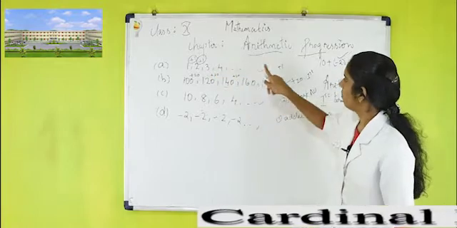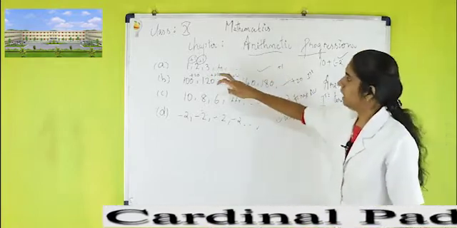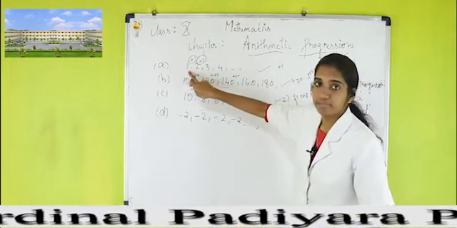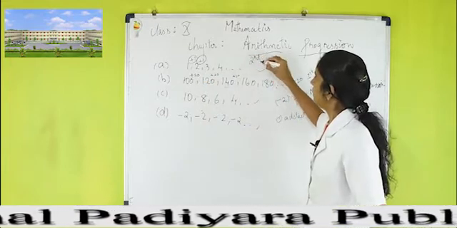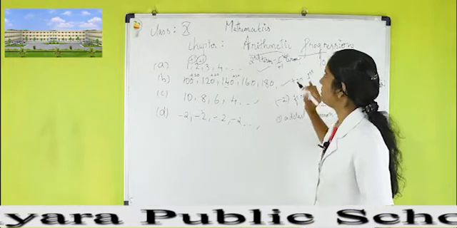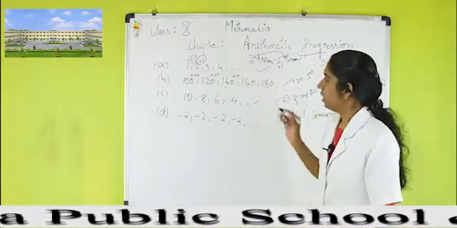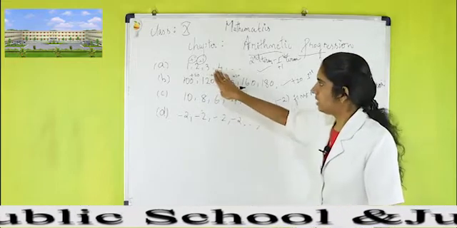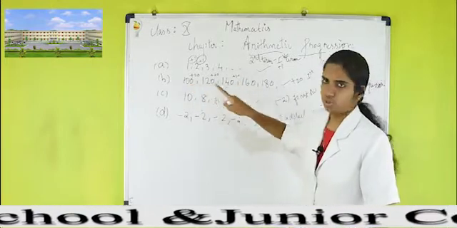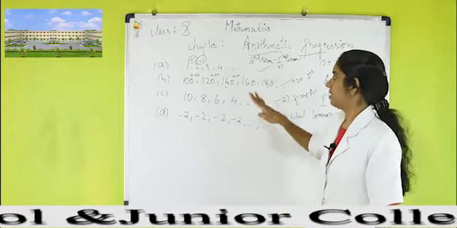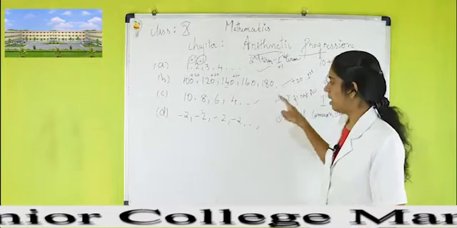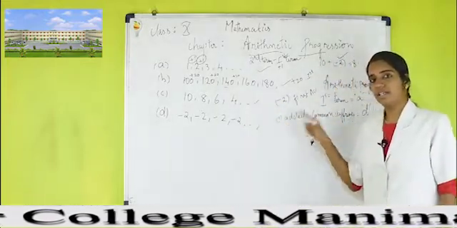What is actually common difference? Common difference means if we find the difference between the second term minus the first term, we get the common difference. In the first series, the common difference is 1. In the second series, what is 120 minus 100? 20. So that is the common difference in the second case. What is it in the third case? In the third case, the common difference is minus 2, and in the last case, the common difference is 0.